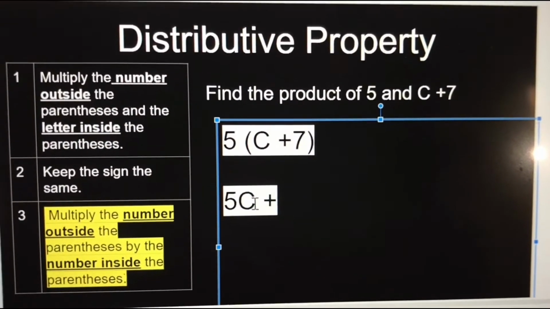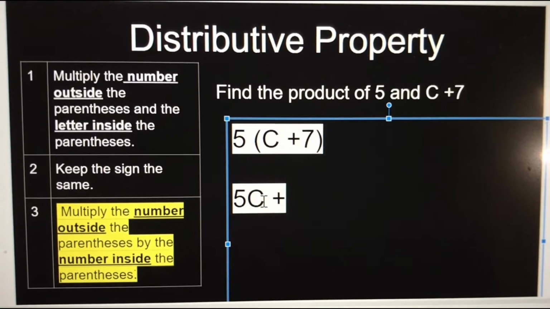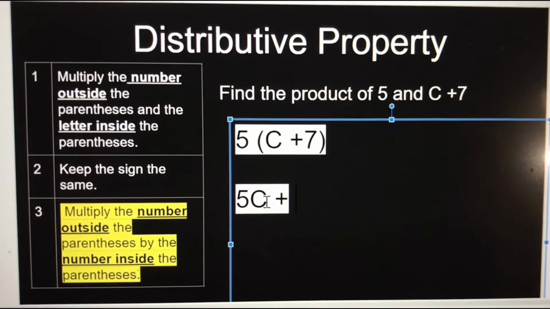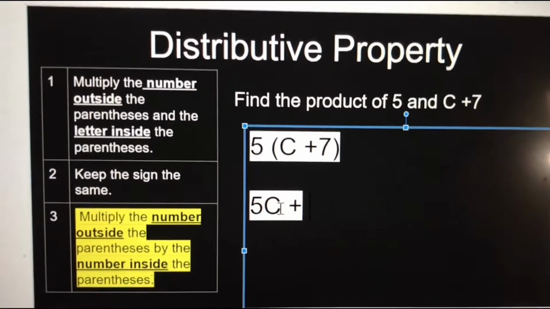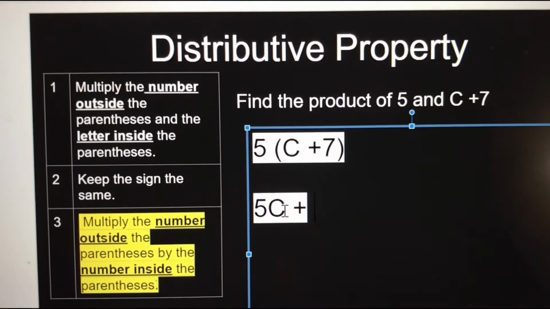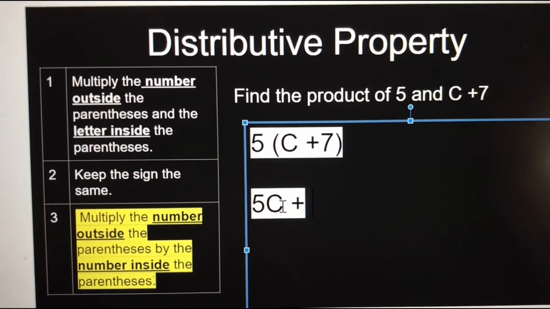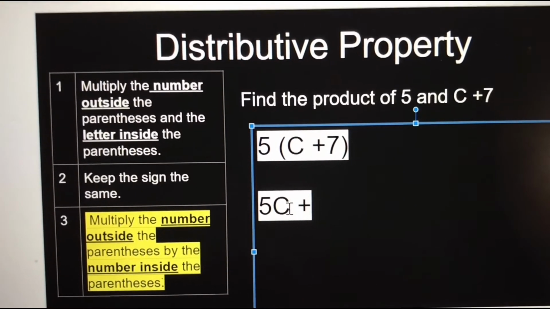So now we are on the final step of the problem. And the final step, I'm going to read it to you all: multiply the number outside the parentheses by the number inside the parentheses. So for this distributive property problem, the problem is 5 times c plus 7. We already multiplied the letter, 5c plus.